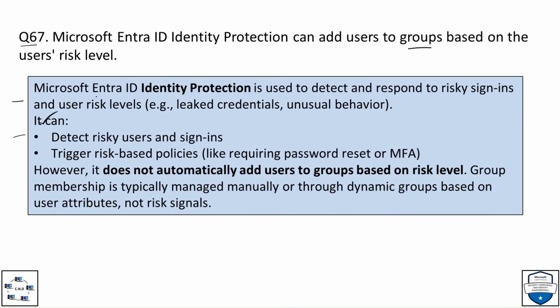The explanation is, Microsoft Entra ID Identity Protection is used to detect and respond to risky sign-ins and user risk levels, for example, leaked credentials and unusual behavior. It can detect risky users and sign-ins, and trigger risk-based policies like requiring password reset or MFA. However, it does not automatically add users to groups based on risk level. Group membership is typically managed manually or through dynamic groups based on user attributes, not risk signals.